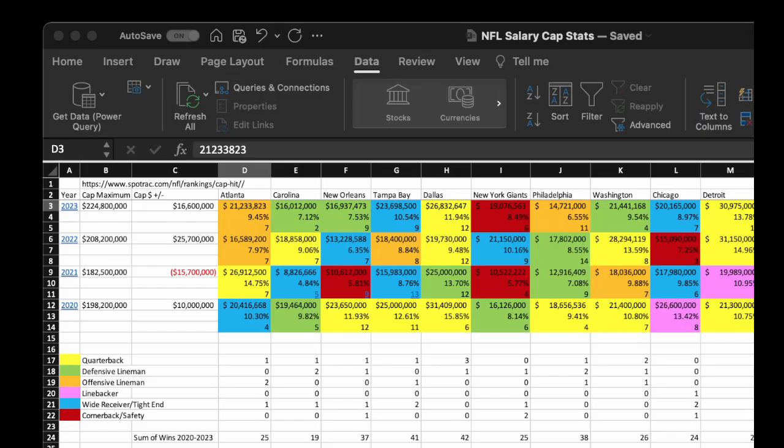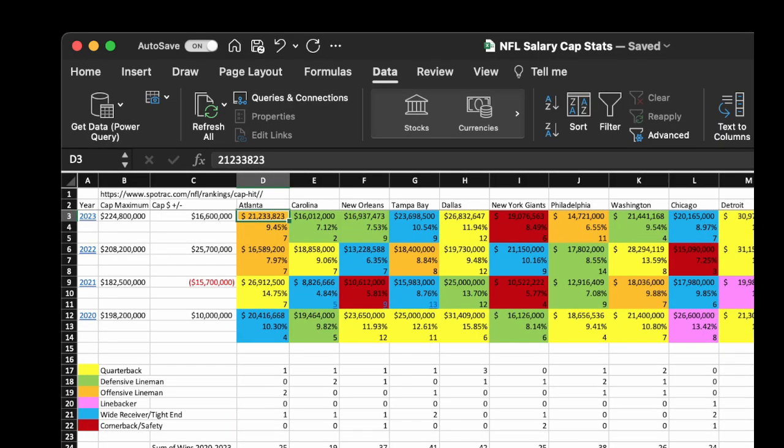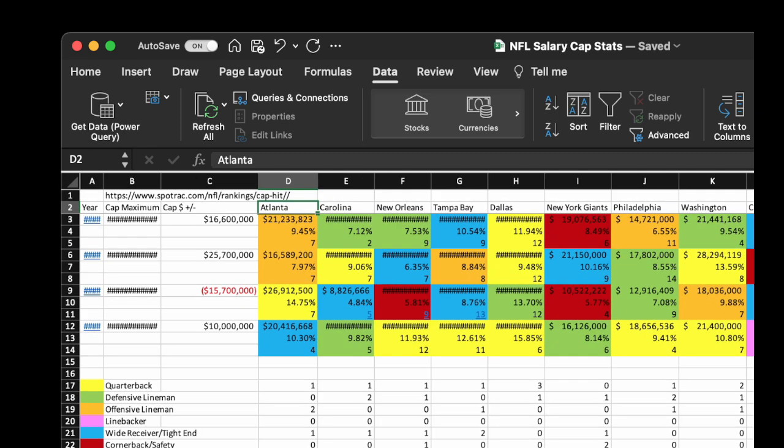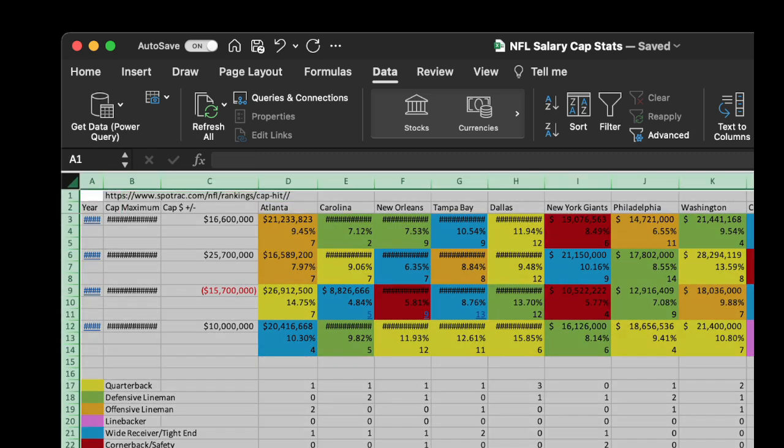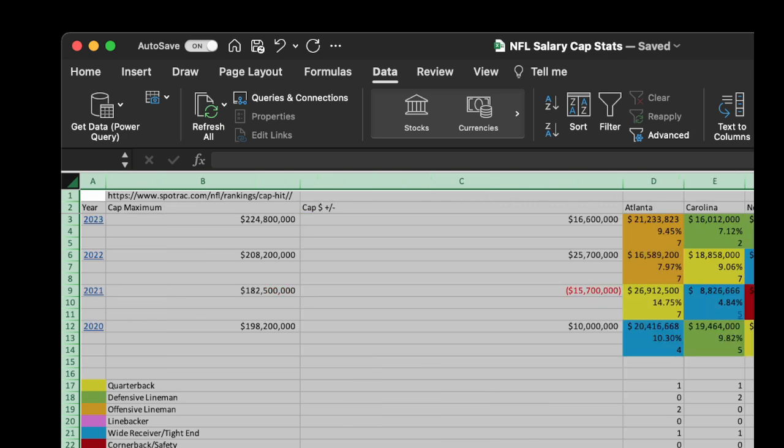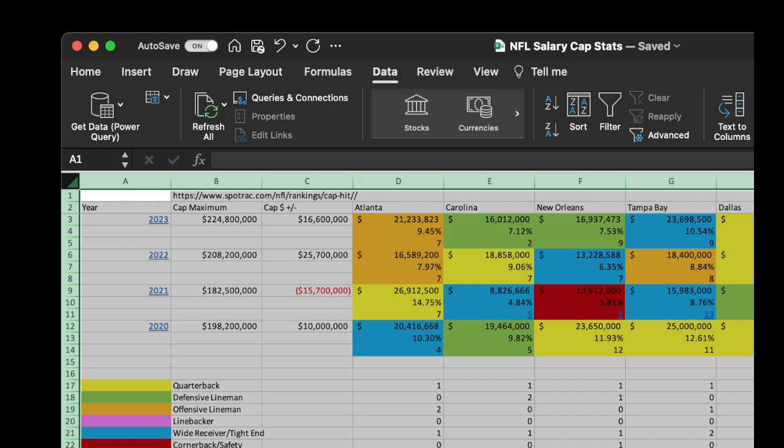Okay, I'll give a layout of the table here. Let me zoom in, try to make this a little bit larger. Of course it does that, but okay.